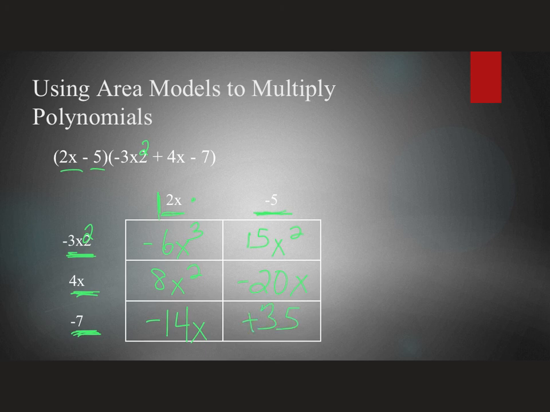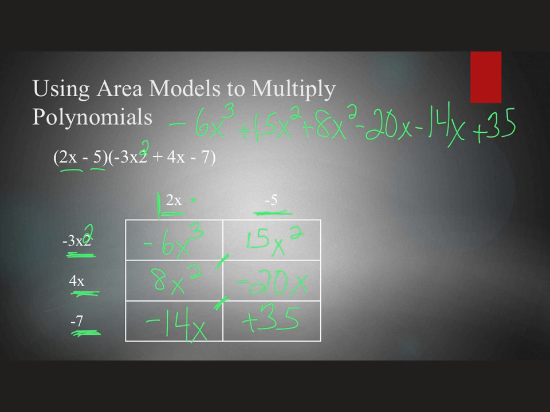So in this case, I am going to write these all out together. But you notice these two terms can be combined. These two terms can be combined. So I have negative 6x to the third, because remember I always start with my largest power, plus 15x squared plus 8x squared minus 20x minus 14x plus 35.